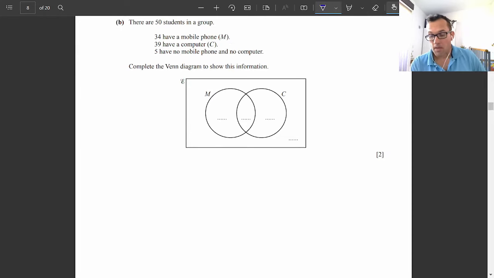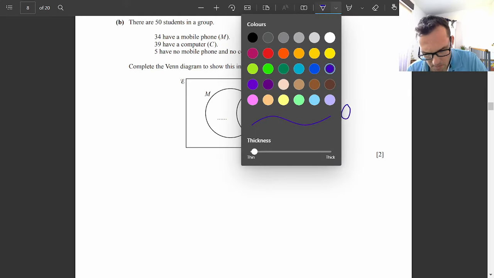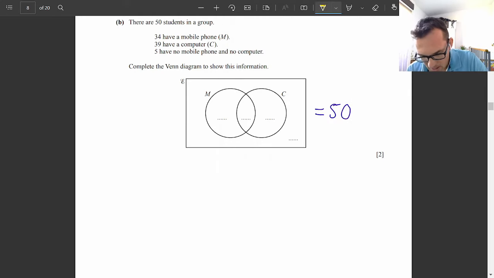Question 6b. There are 50 students in a group, so that immediately means the universal group, everything in that box, needs to add up to 50. Remember this. This is important. Then it's 34 have a mobile phone. So in pencil, this is not my answer yet, in this circle for a mobile phone, things have to add up to 34. I'm writing that in pencil because I'm going to rub it out.